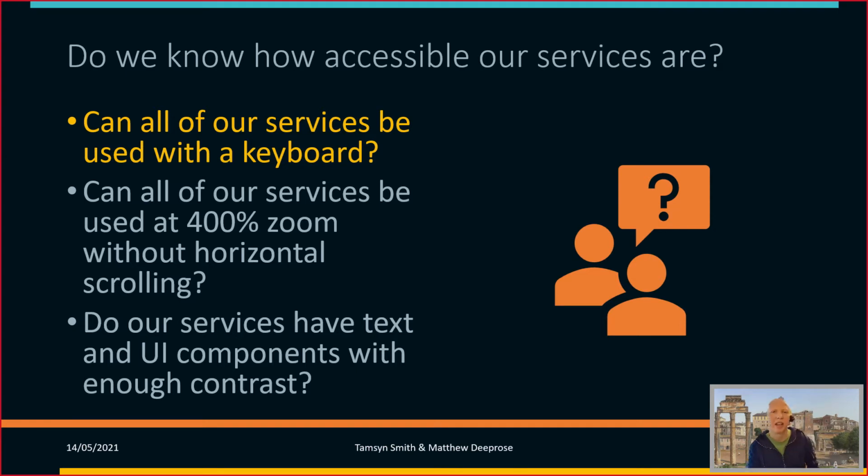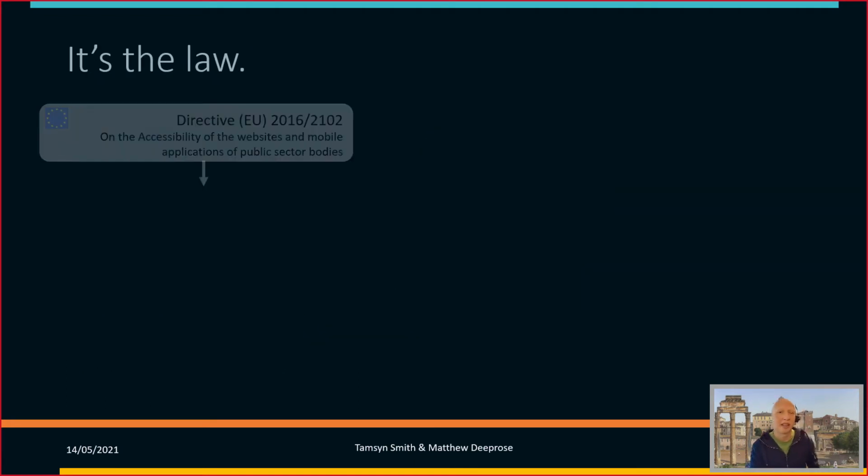Can all of our services be used with a keyboard if our mouse breaks, or if we have carpal tunnel, or it's just not working for us to use the mouse? If we have a visual impairment, can we increase the size by using browser zoom to 400% and use web-based services without having to scroll horizontally? Have we checked the contrast of our user interface components and text of our web-based services? And that's important because it is the law.